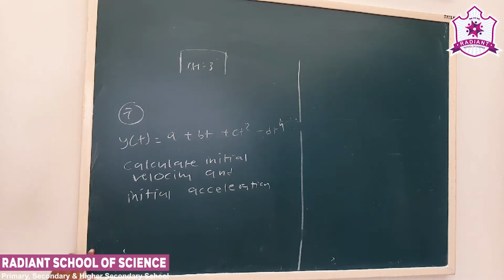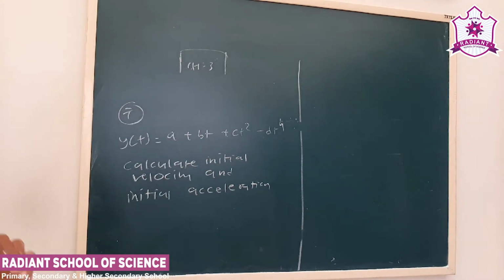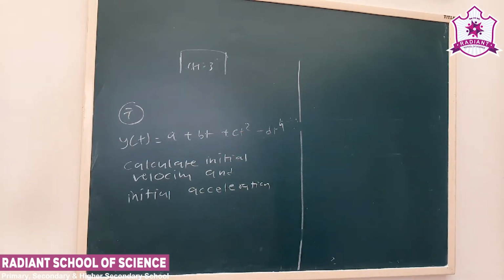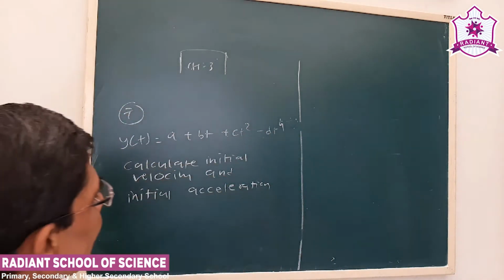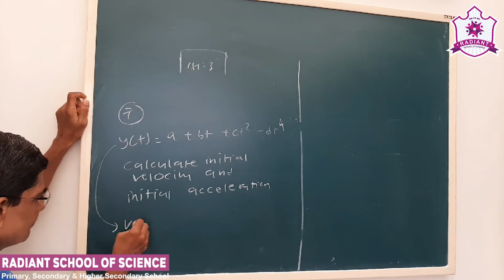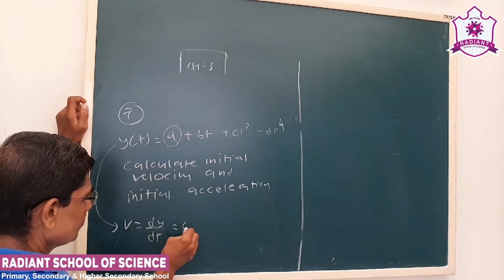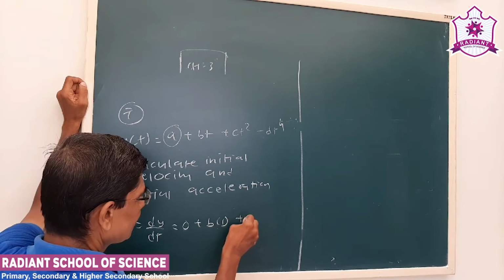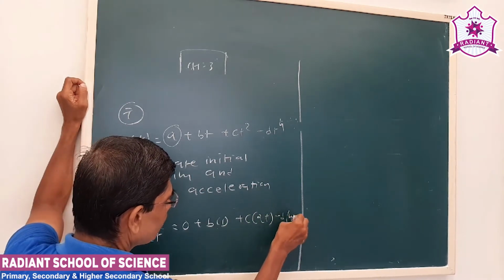Now here the displacement-time relation is given. We know dy/dt will give the value of velocity. Since this is a relation of y and t, we first take dy/dt. Velocity is dy/dt. Now a is a constant term, so its derivative will be 0. The derivative of t is 1, the derivative of t square is 2t, and for t^4 it will be 4t cube.